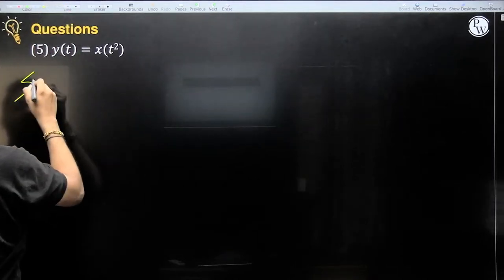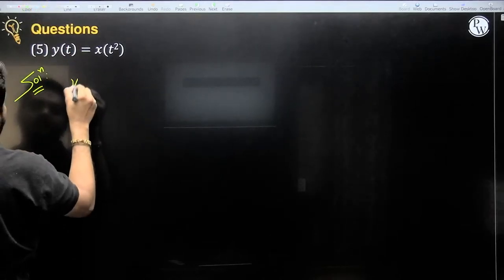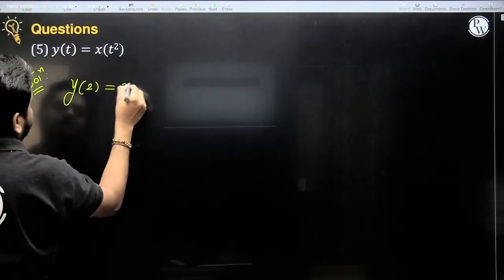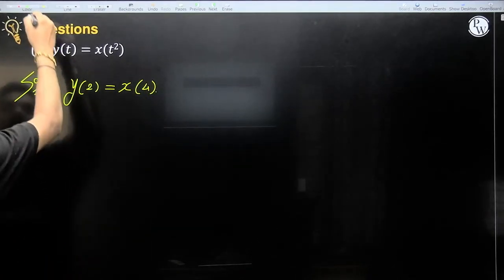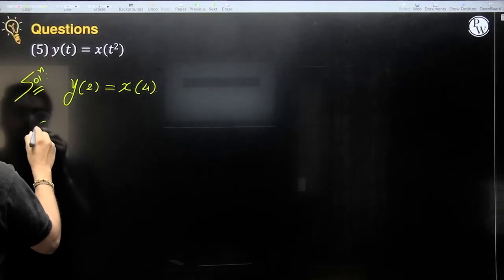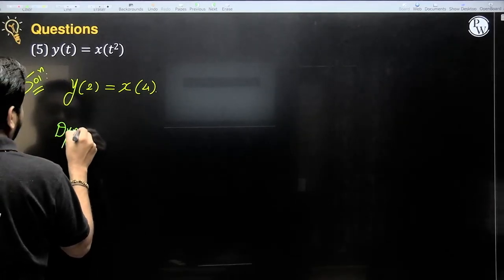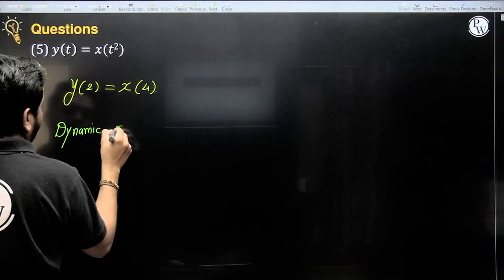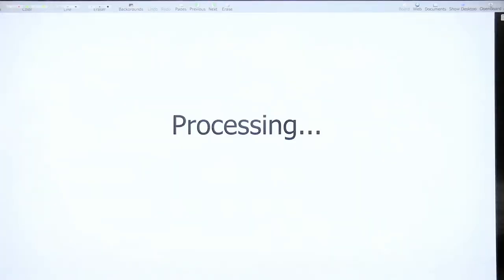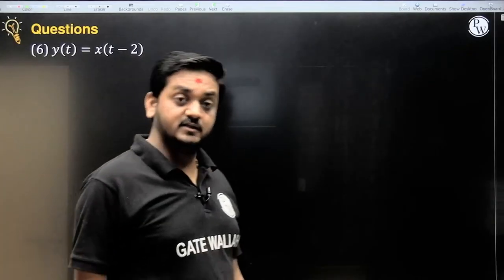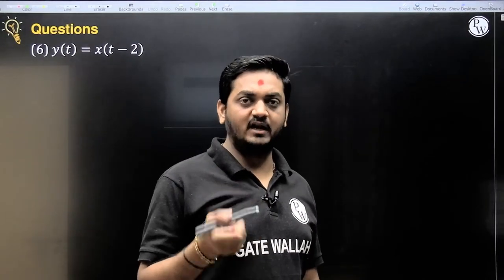Why? See here. Already I told you, any kind of operation performed on the independent variable t, like y of 2, guys, t squared is 4. So again the present output depends on future input, so it is also a dynamic system. Okay, next. Number 6, guys, this is also dynamic. It is causal, but a dynamic system, guys.